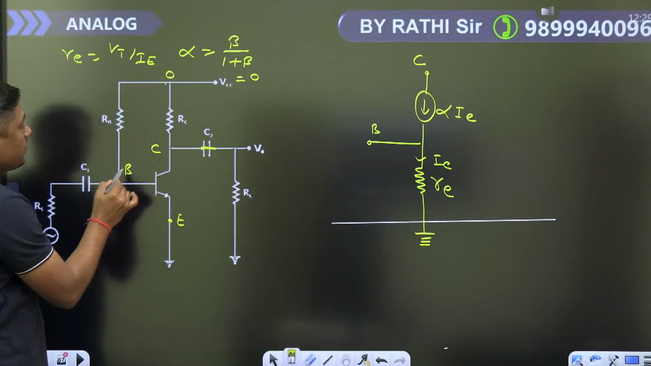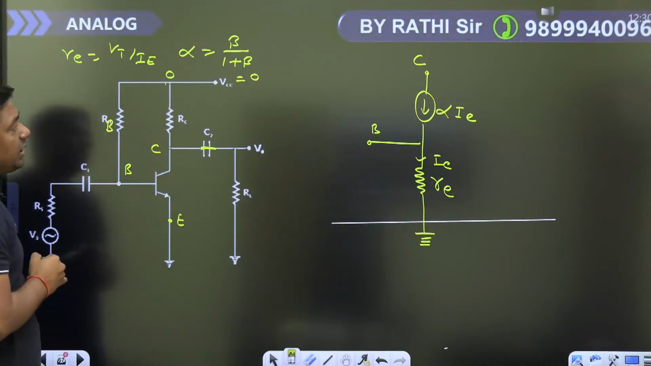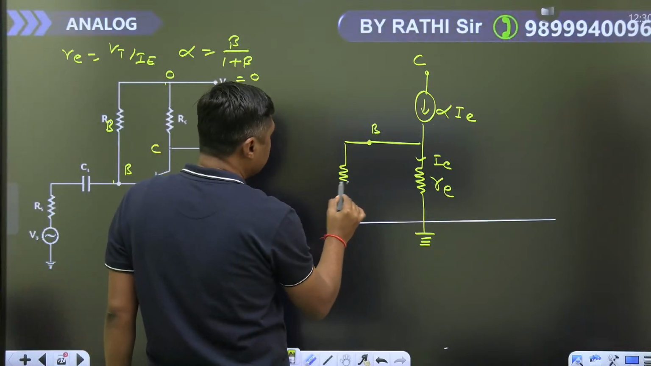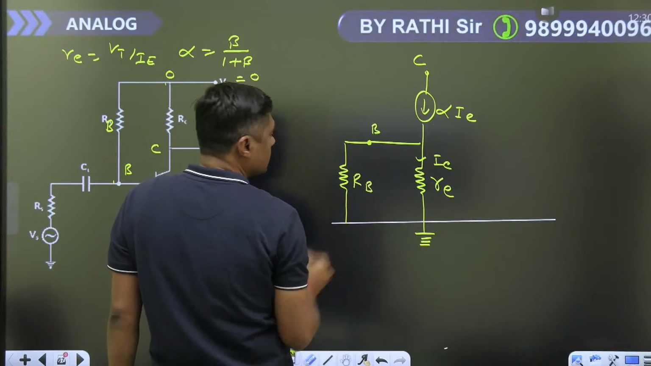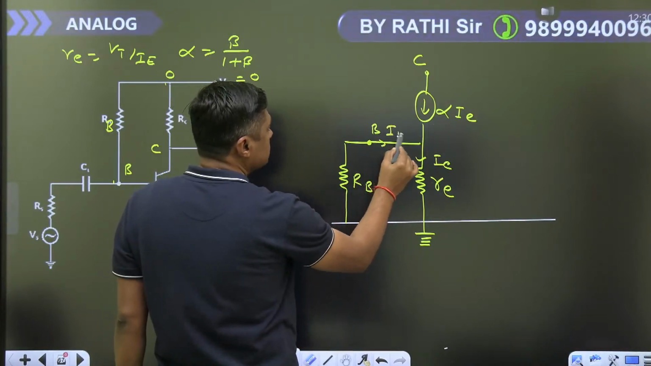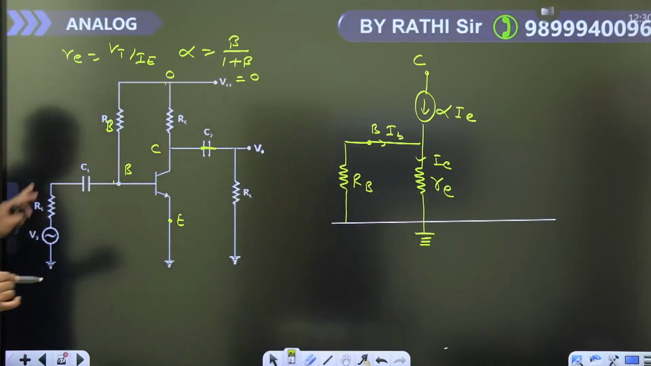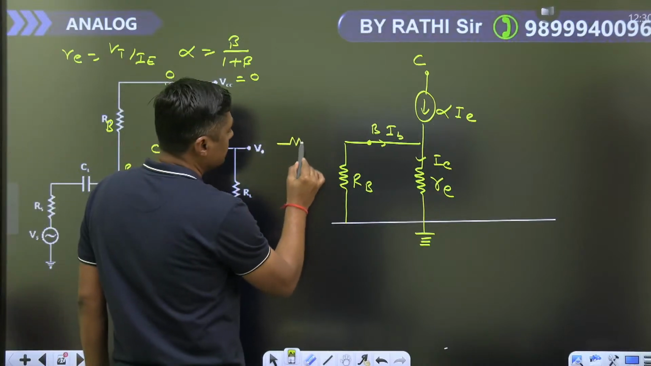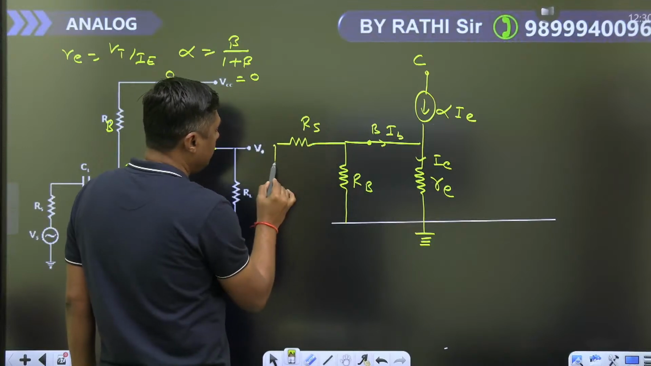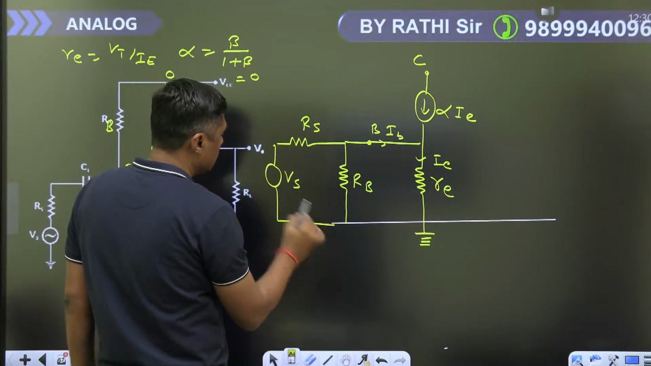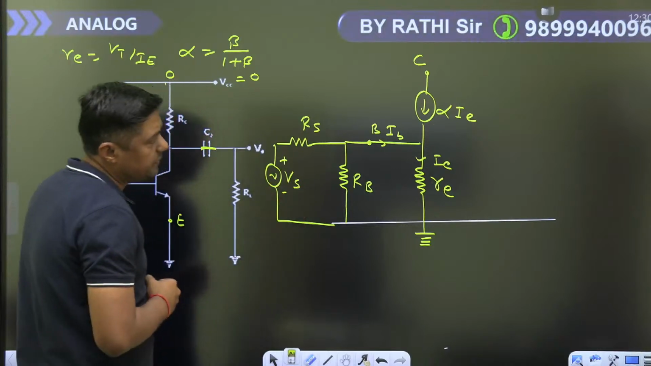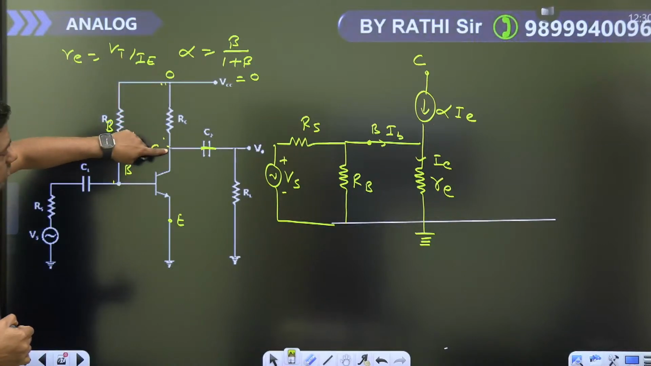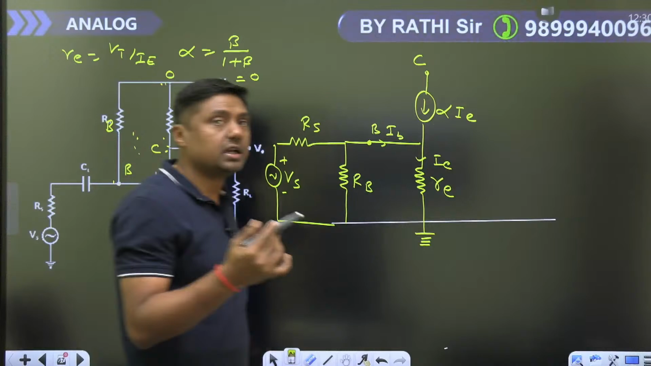This is base. So from base to ground we have one resistor called RB. Right here the base current IB. Then this capacitor will act as short circuit. We have the RS and VS. This is the sinusoidal signal, RS and VS. Okay. Now from collector to ground we have the RC. From collector to ground we have RL. So RC and RL are in parallel.